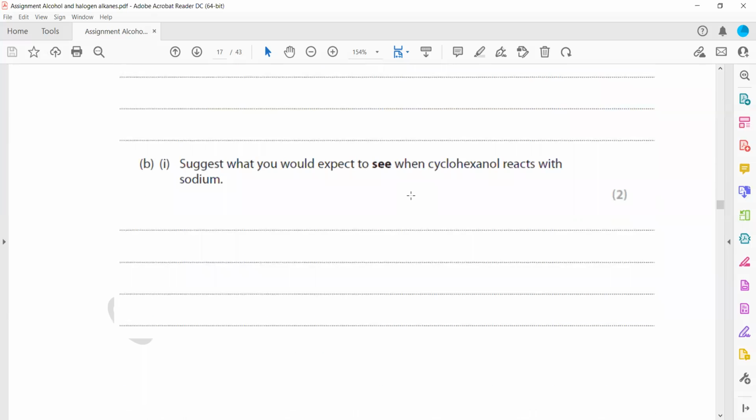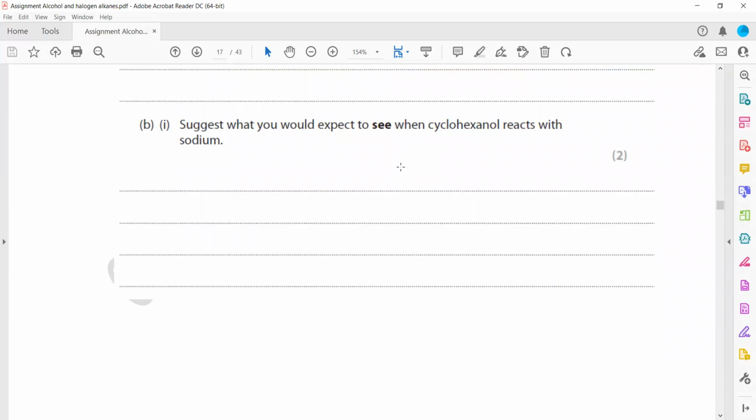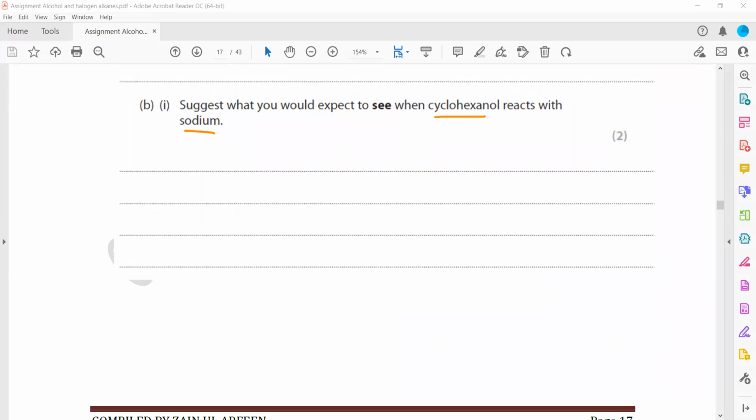Suggest what you would expect to see when cyclohexanol reacts with sodium metal. So what is the observation? We will observe fizzing, and the metal, a solid, dissolves, and it will form a white solid or precipitate. We already discussed that whenever any alcohol reacts with sodium, you can mention a white precipitate. You can mention a temperature rise also, but fizzing is the most prominent observation, as hydrogen gas is given off, and the solid dissolves.